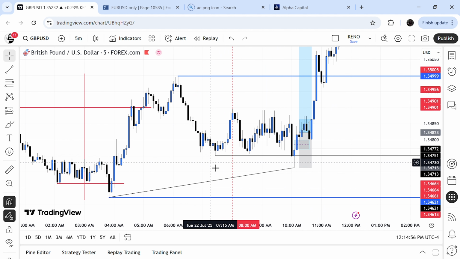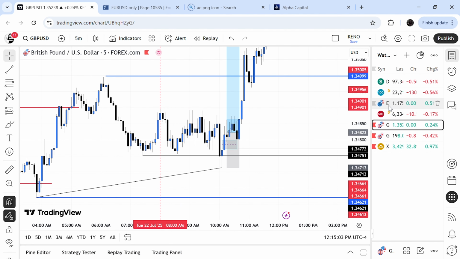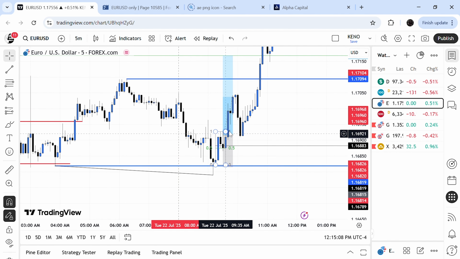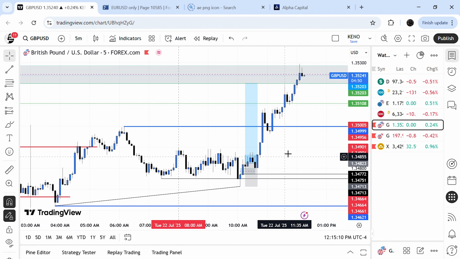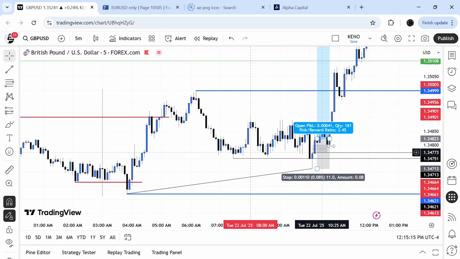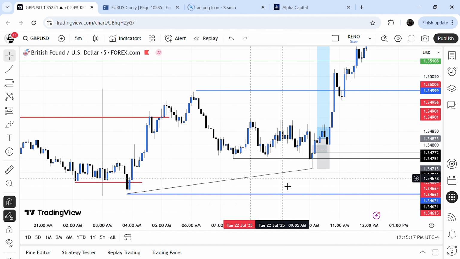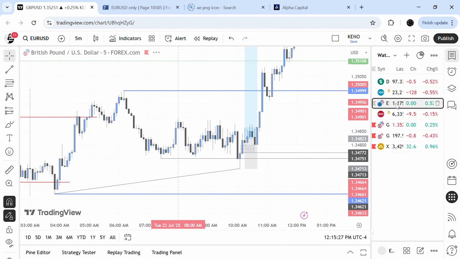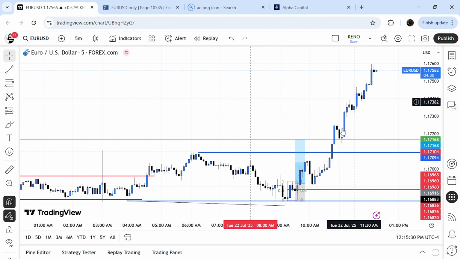I'm not sure if I'm gonna trade GU again. Probably not, because I think GU lags behind EU a lot. Once EU started to move, GU wasn't even beginning to move until 10:05. So I know that GU is definitely lagging behind EU. This is why I marked out the SMT line right here.